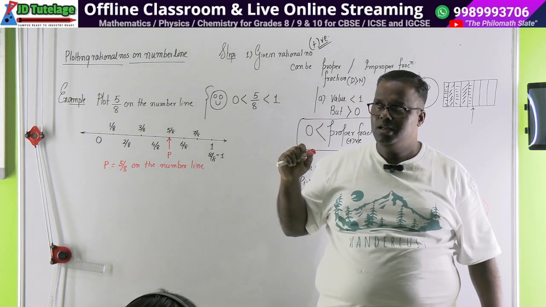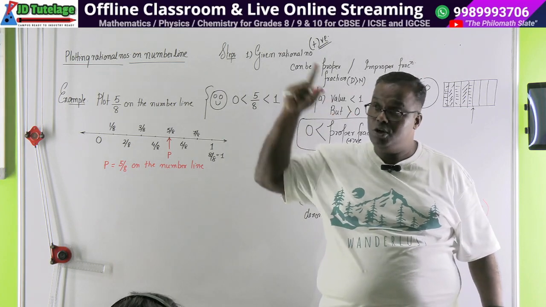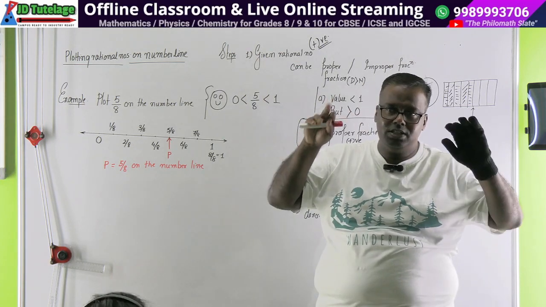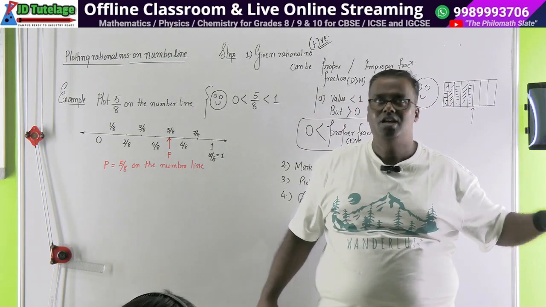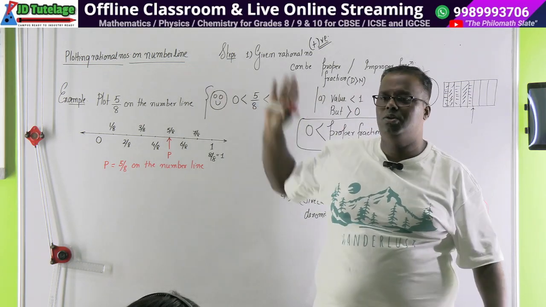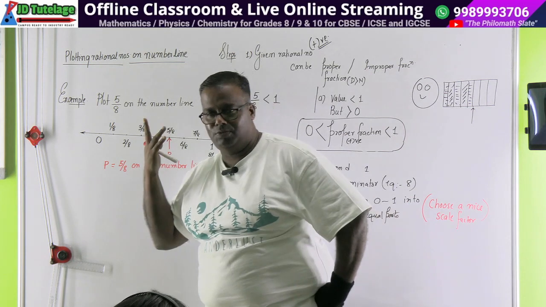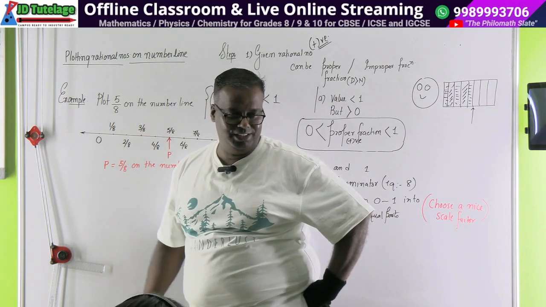फिर क्या करेंगे? 1 पहले प्लॉट मत करो, डिनोमिनेटर को पकड़ो. डिनोमिनेटर जितना है उतना पार्ट करके उसको 1 करो, तो ड्राइंग देखने में सुंदर लगेगा. फिर न्यूमरेटर में जो है वहां पे गाड़ी रोक दो और साथ में खड़े होके एक सेल्फी खींच लो. ये हमारा प्रॉब्लम बन गया.